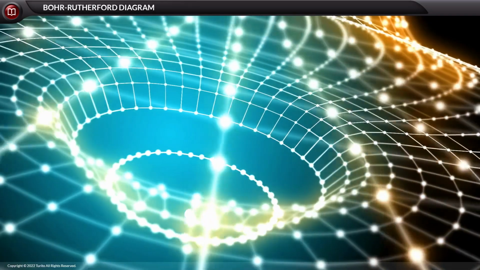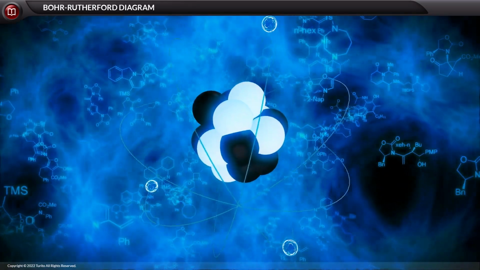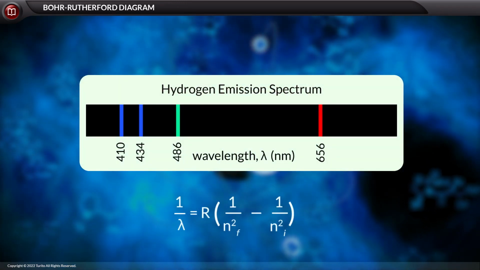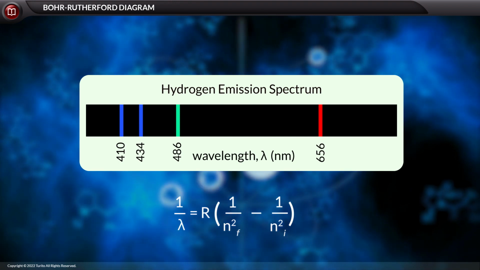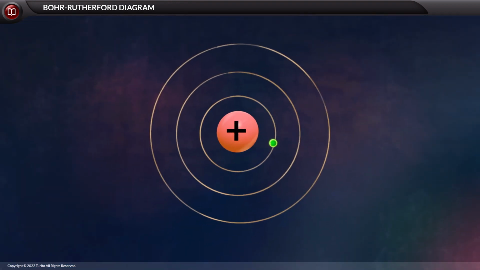With the advent of quantum mechanics, the Bohr-Rutherford model took a back seat. However, it could successfully explain the Rydberg formula of the spectral emission lines of the hydrogen atom. For this reason, and the simplicity of the model, it is still introduced to the students in the first go. The model is also used for the explanation of many concepts. This was about the Bohr-Rutherford diagram.